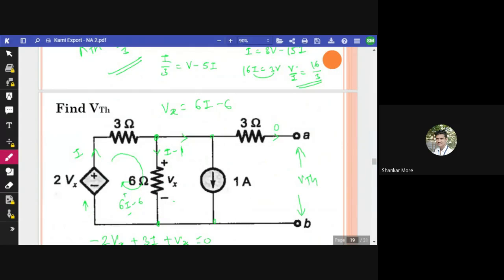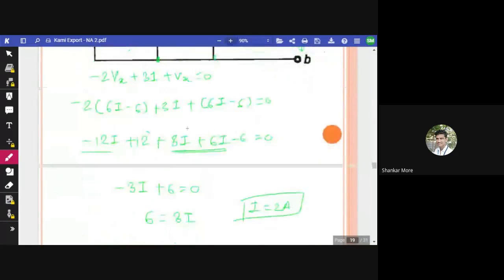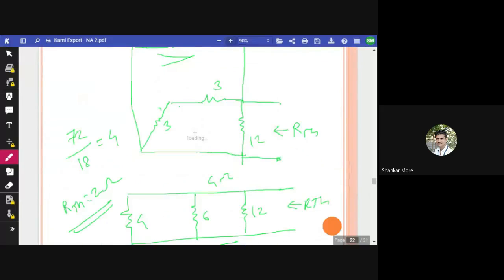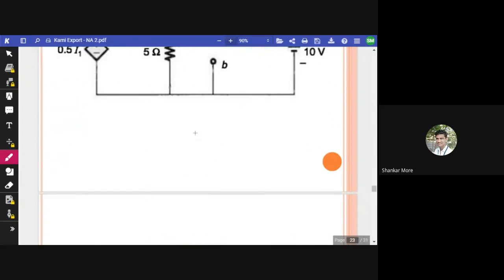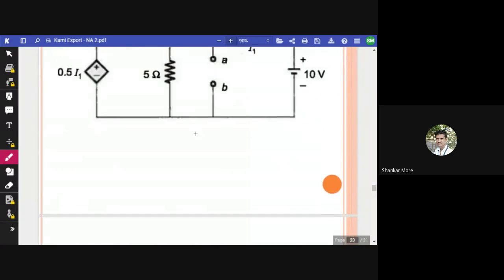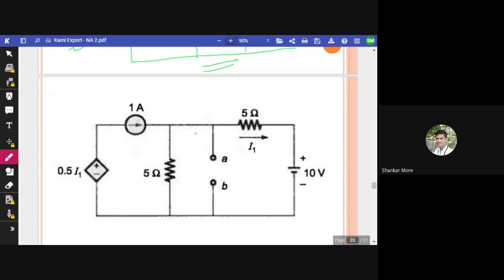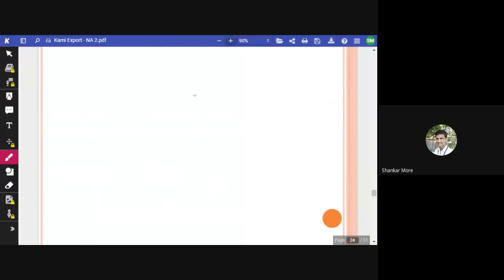How do we find out VTH? How do we find out RTH? And then we had calculated some. We have solved some circuits as well. I think I had given this circuit for you to practice at home. I don't know how many of you have done that.